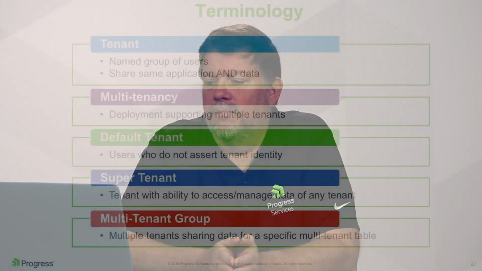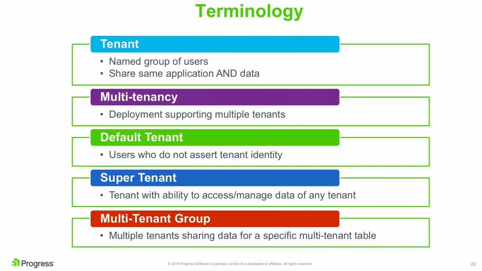But if they deal with both, does it make sense? So in essence, it is a partitioning based on a user identity, a user at a domain. I am Rob at Progress.